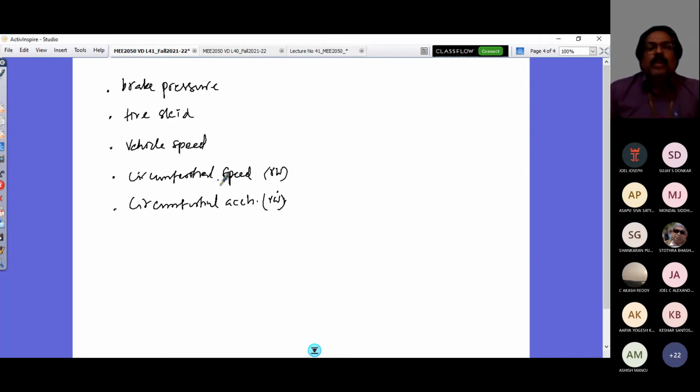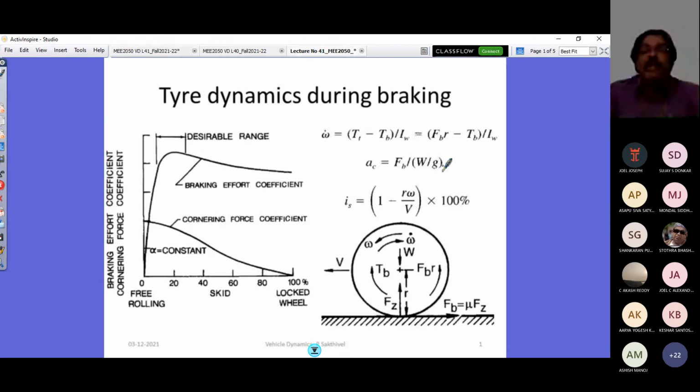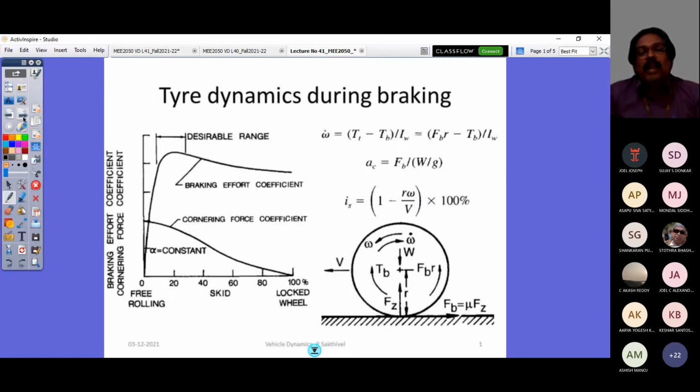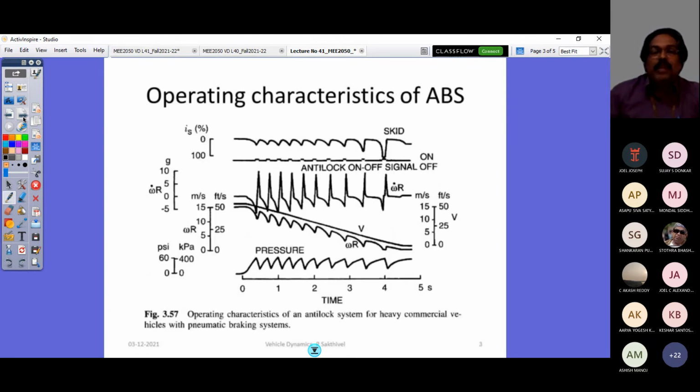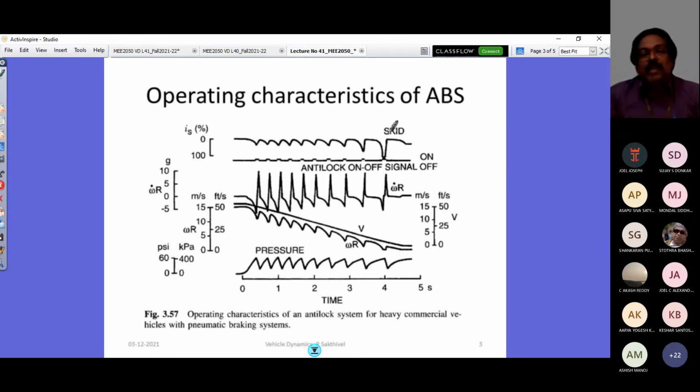Right? So let me take another slide to show you all this. What we discussed, we'll brief and then conclude our lecture. You look at here: this tire dynamics during braking is what we understood at the beginning of our lecture. Then we looked at the different elements that are there in your ABS. We understood through the slide explanation as well as the video we witnessed. And then this is very important: you have to understand the operating characteristic of ABS.